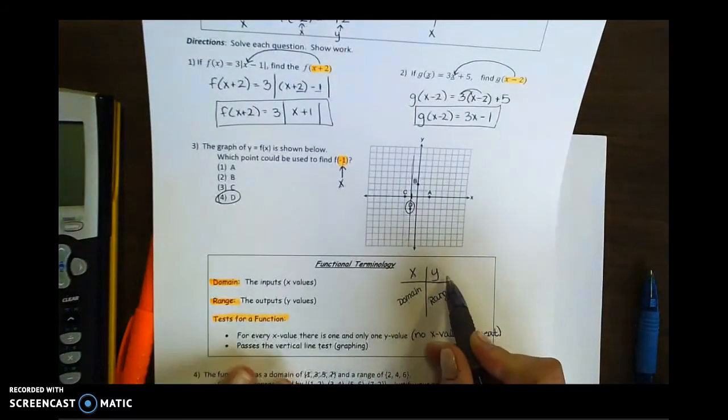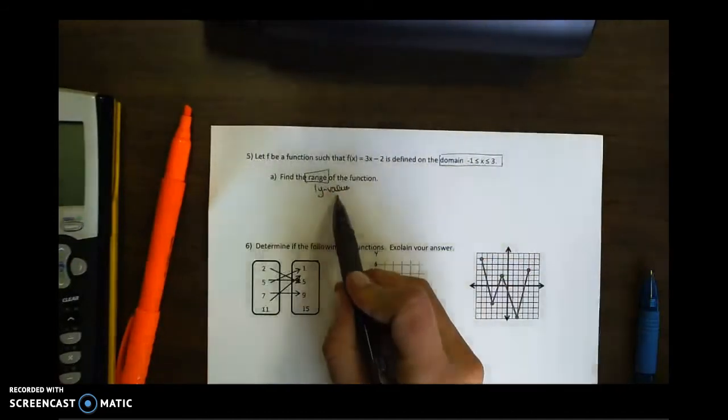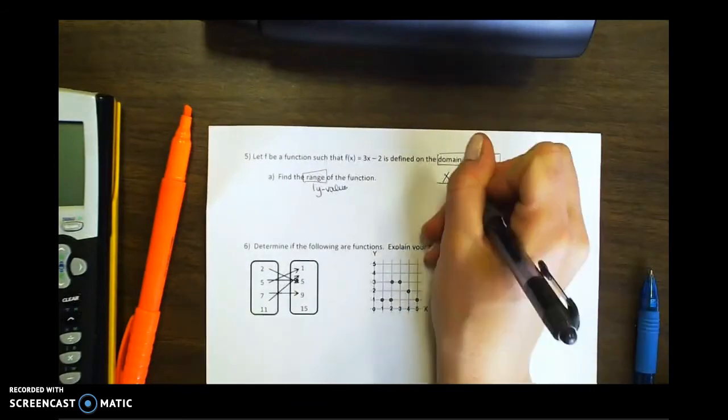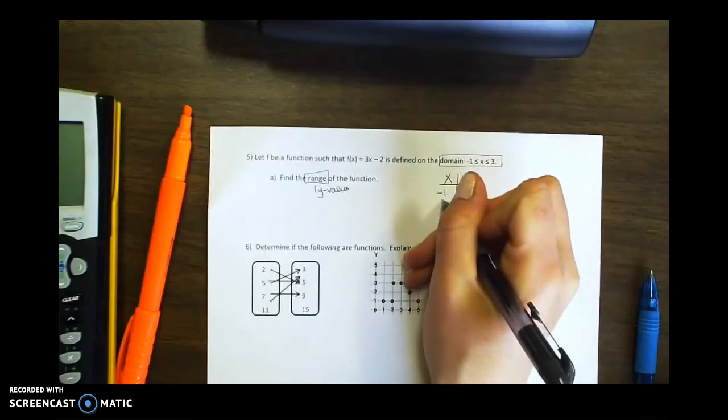We can set it up as a table of values. If they give us the x's, we can find the y's. So let's set this up as a table of values and let's fill it in. So our x's are going to start at -1 and they're going to go all the way to 3.